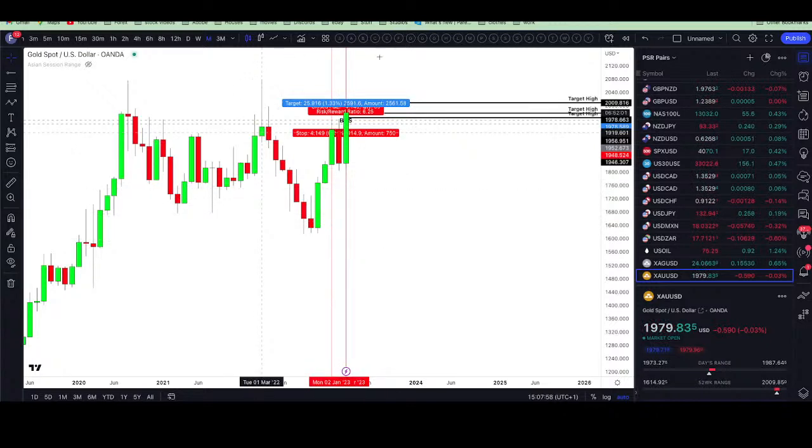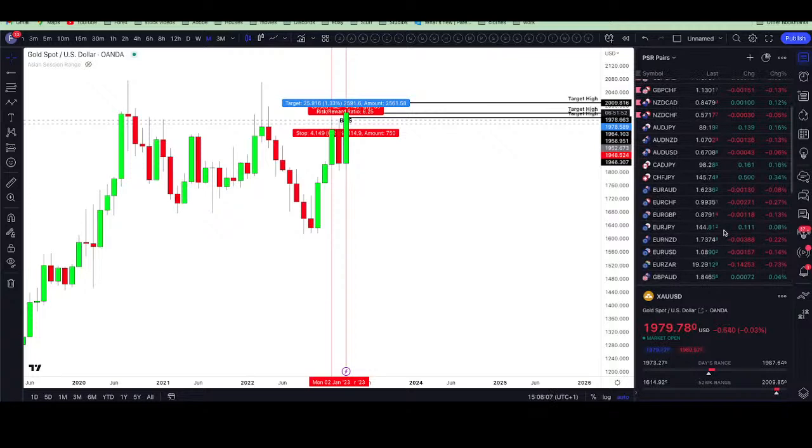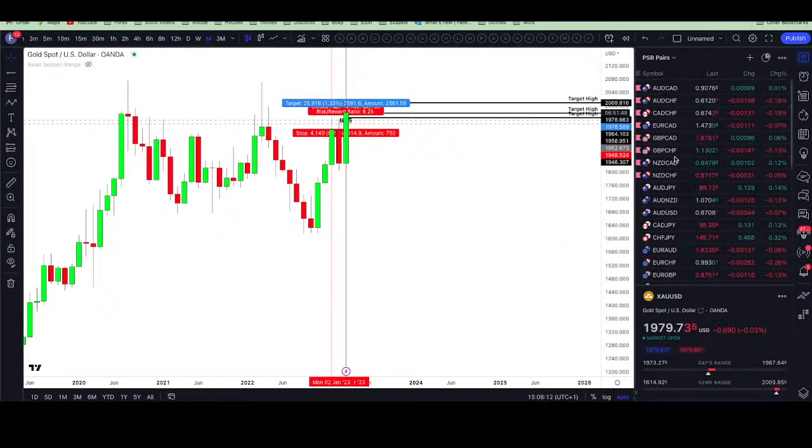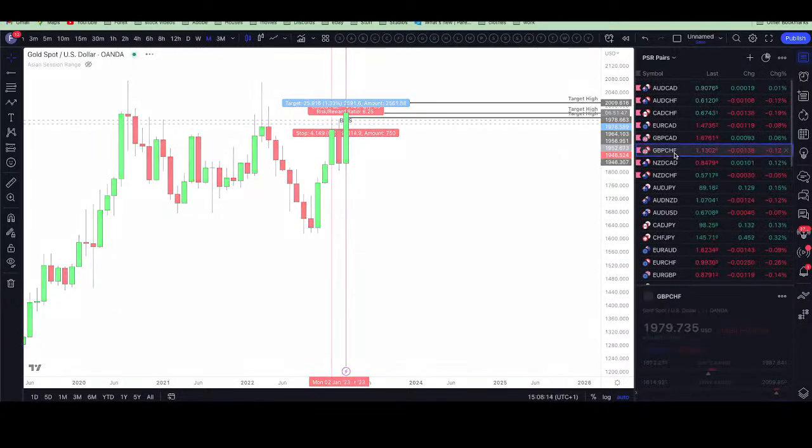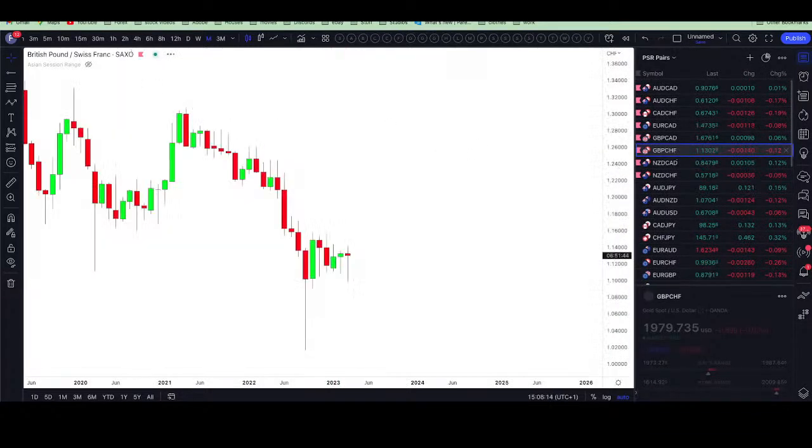So I'll be waiting for a swing trade back down on gold to a certain level once it does. But right now, I want it to clear these liquidity wicks up here. Any other pairs you want me to check, people? Any other pairs? Let's go to here, GBPCHF.